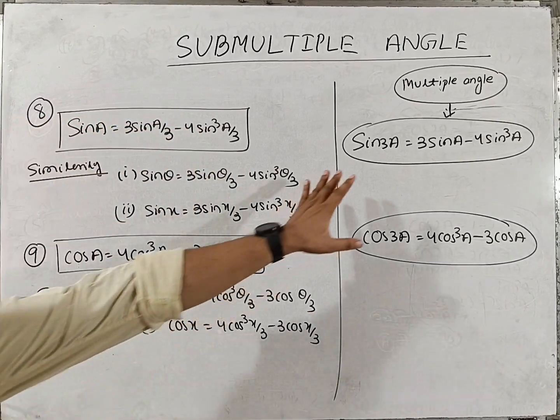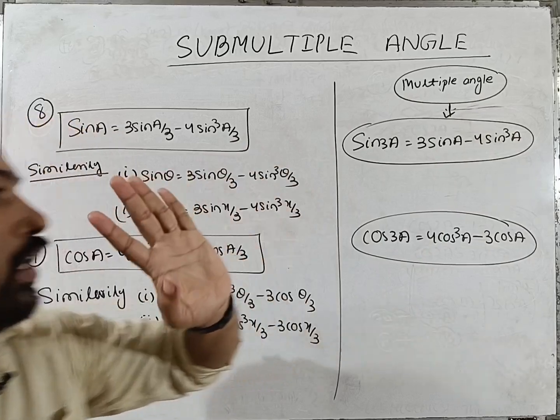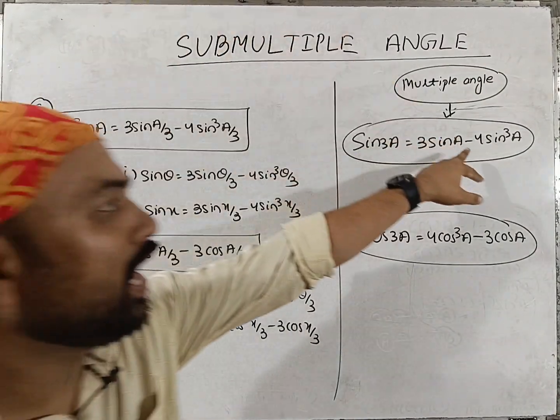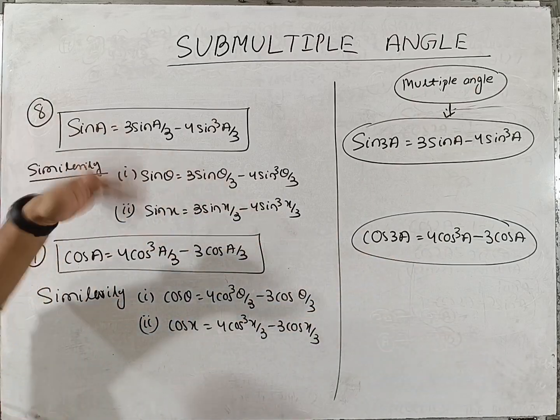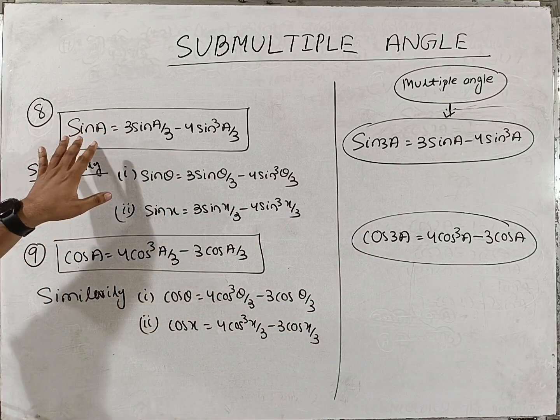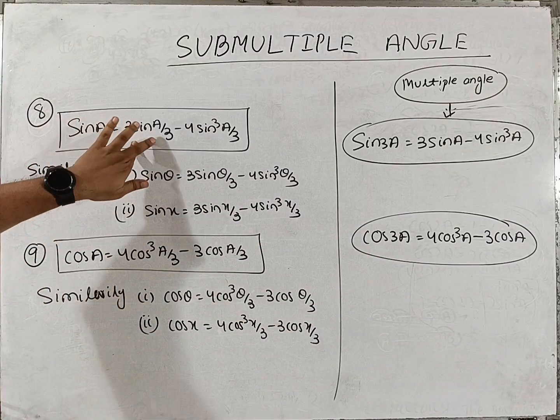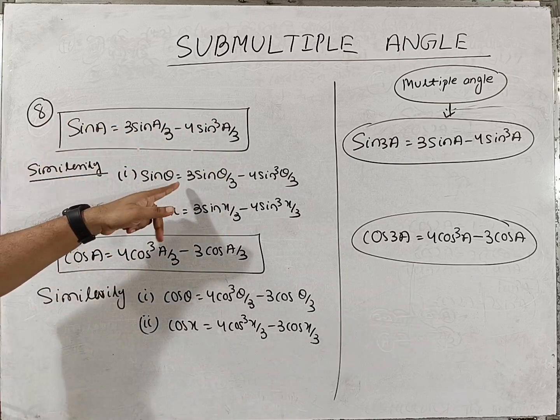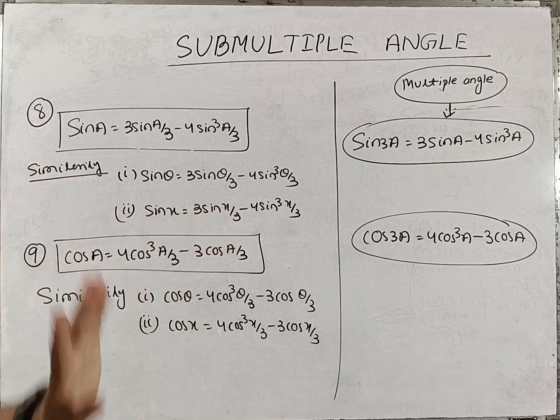We know that sin 3A is equal to 3 sin A minus 4 sin cube A. In place of 3A, we have written A, and A has been converted into A by 3. So that the formula of the submultiple angle will be in the form of sin A is equal to 3 sin A by 3 minus 4 sin cube A by 3. Similarly, in terms of theta and x, it has been written here.